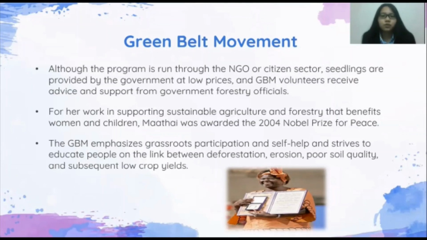In 2004, her work in supporting sustainable agriculture and forestry that benefits women and children was internationally recognized with the Nobel Peace Prize. Green Belt Movement also emphasizes grassroots participation and self-help and strives to educate people on the link between deforestation, erosion, poor soil quality, and subsequent low crop yields.